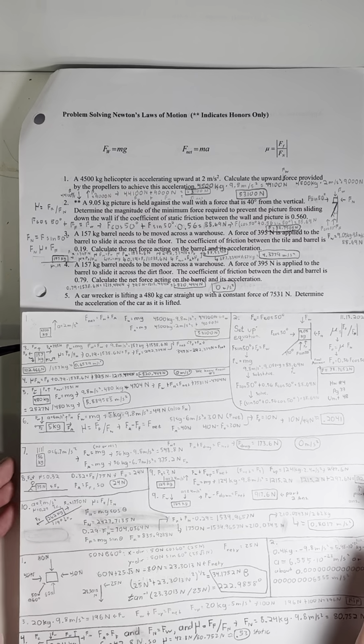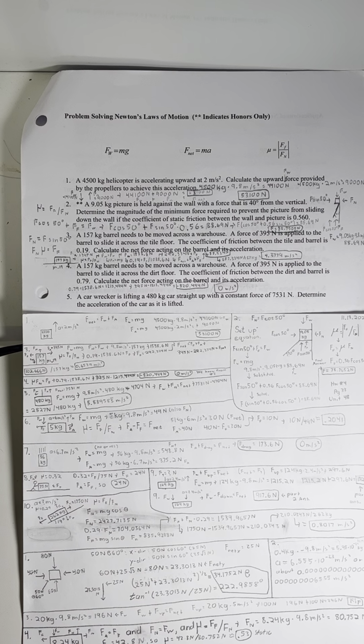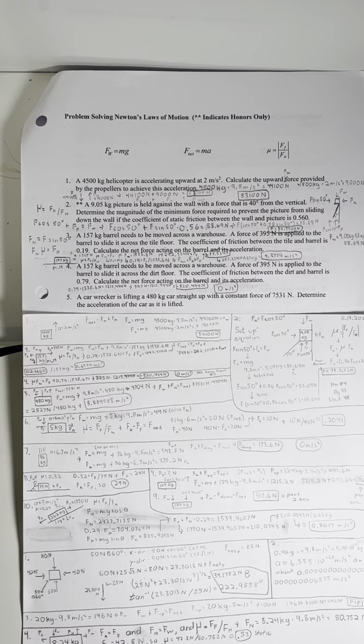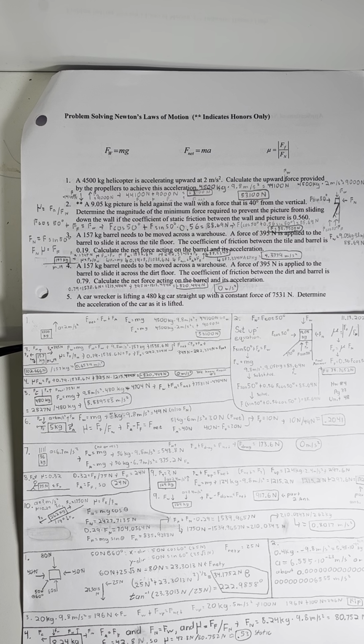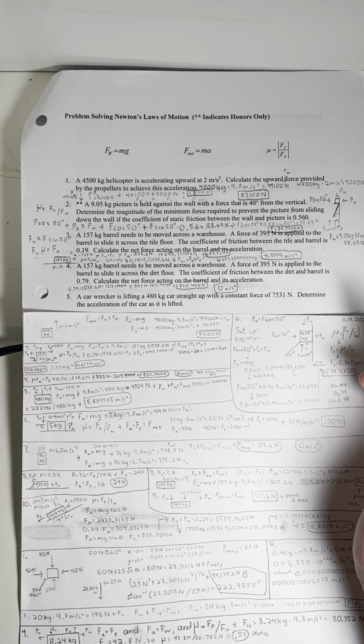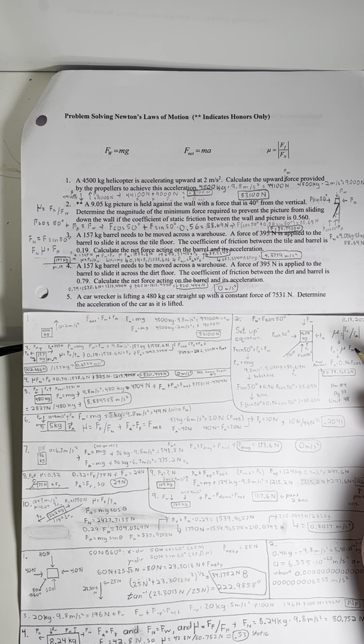Okay, problem number 5, which should be familiar because we took a quiz on it. The problem says, a car wrecker is lifting a 480 kilogram car straight up with a constant force of 7,531 newtons. Determine the acceleration of the car as it is lifted.